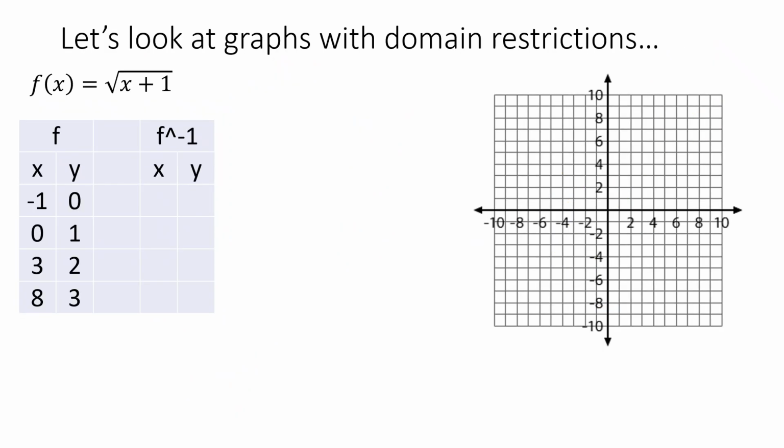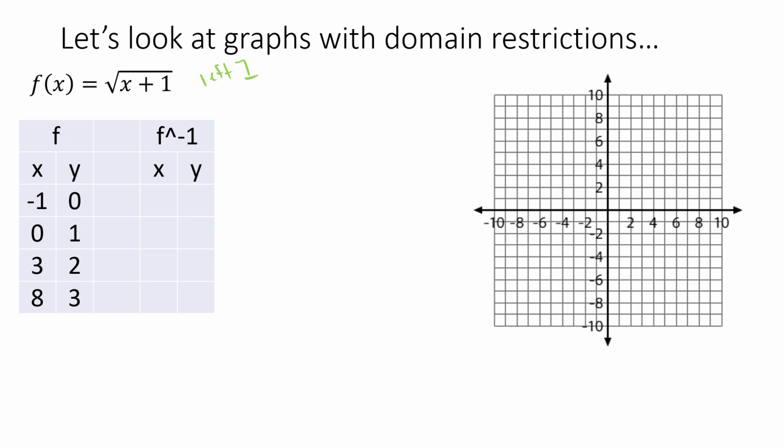Now, let's quickly look at graphs with domain restrictions. So this is the graph of the square root of x plus 1. So this is a square root graph that has been shifted to the left 1 unit. All right, so kind of reviewing that. So this is a square root graph that goes left 1 unit.